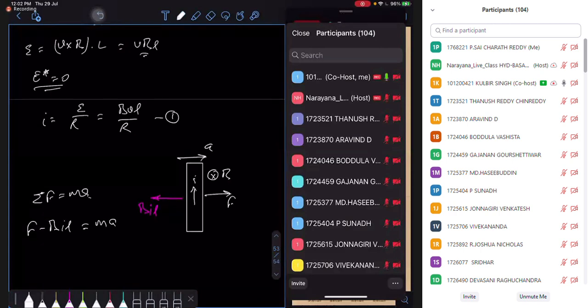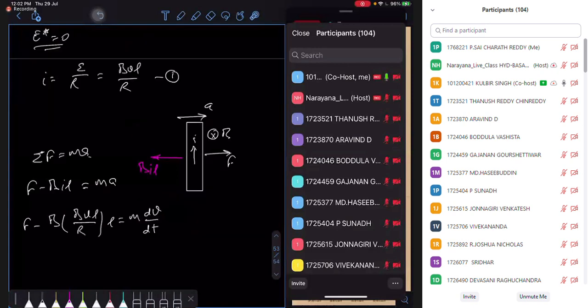Now in this situation, if you notice, current is EMF divided by resistance, and my acceleration is dV by dt. So the equation seems tough, but it is solvable. It is possible to integrate, it is possible to solve. If you notice, lots of things are constants. F is constant, B is constant, length is constant, resistance is constant, mass is constant. Lots of things here are constant.